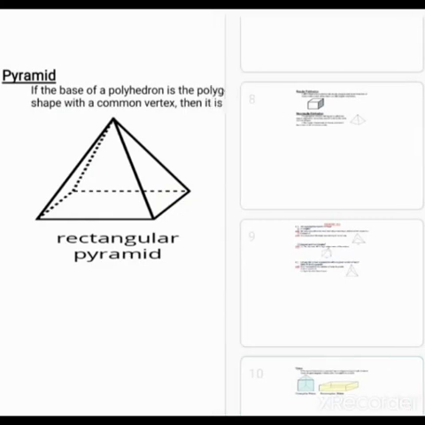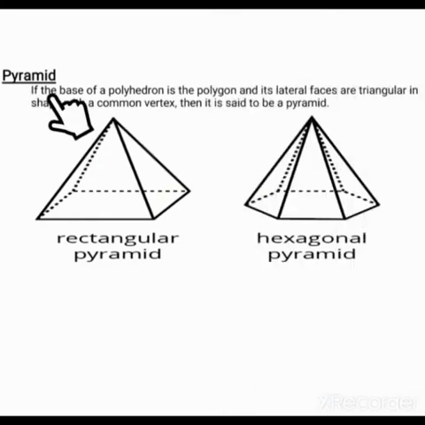Now come to the next point, pyramid. If the base of a polyhedron is a polygon and its lateral faces are triangular in shape with a common vertex, then it is said to be a pyramid. Now this is the shape of a rectangular pyramid and this is the shape of a hexagonal pyramid.